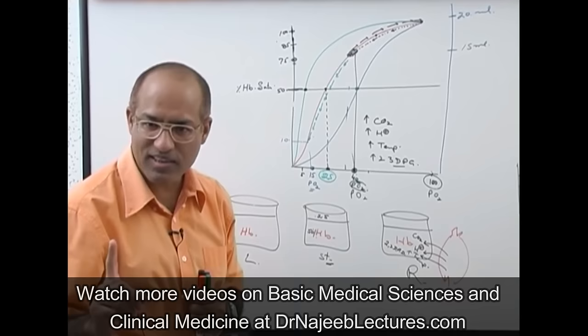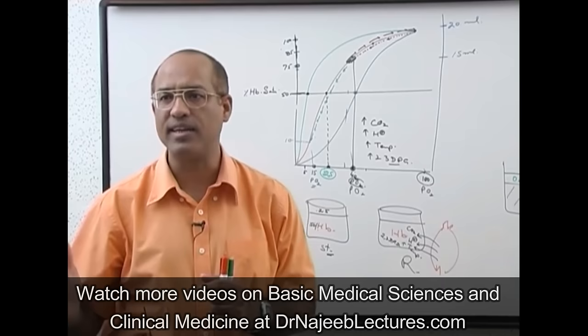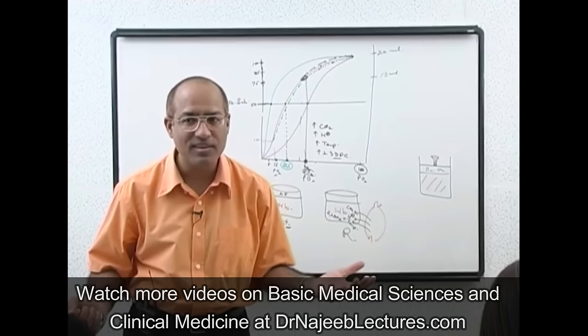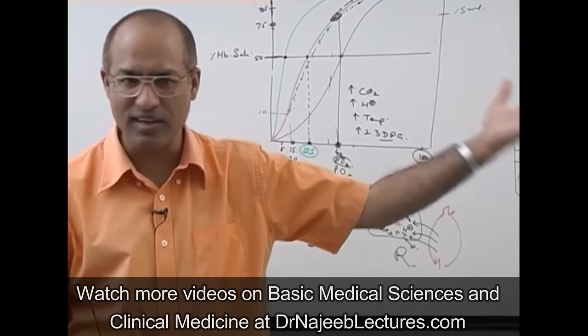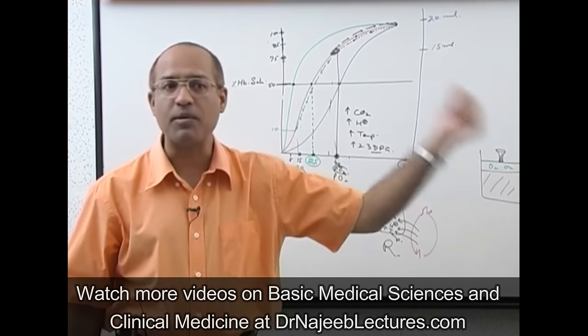Is that right? Now, next time remember when the curve should shift to the right, when there should be a better donor. When should this be a better donor? When you are doing exercise. So in exercise, you produce temperature, it will shift it to the right. You produce protons, acidic, shift to the right. You produce carbon dioxide, shift to the right.